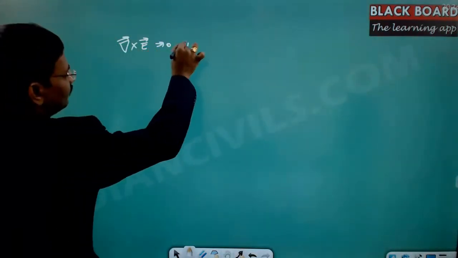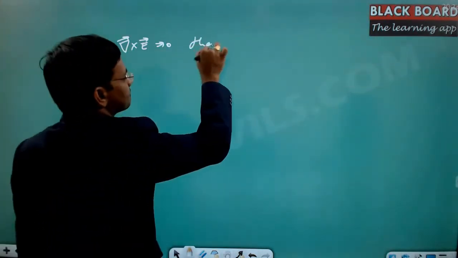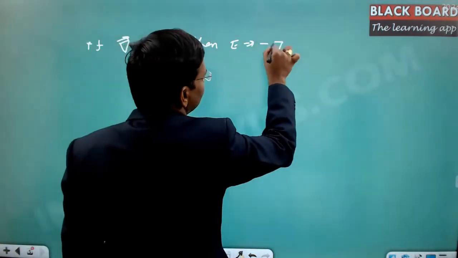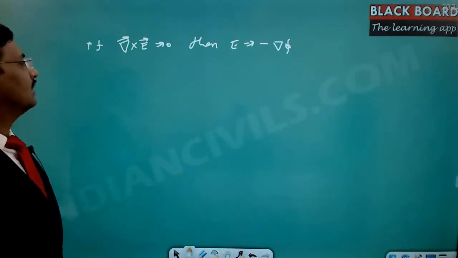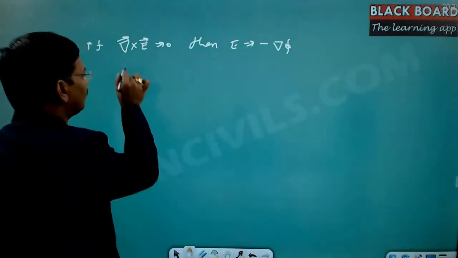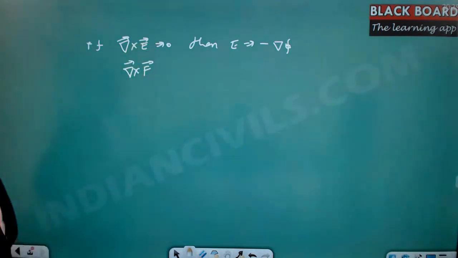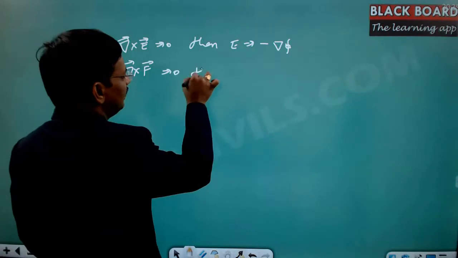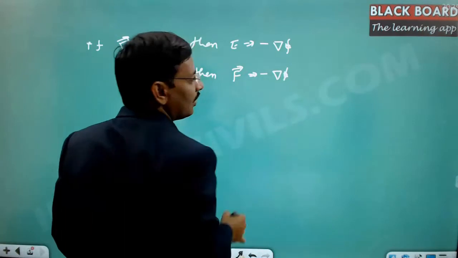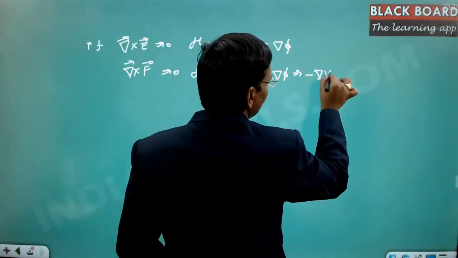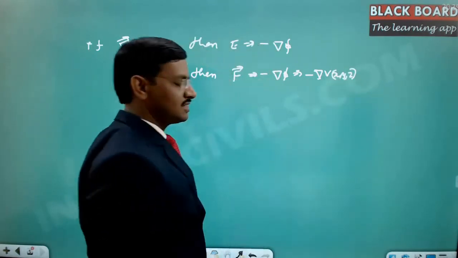So if del cross E equal to 0, then E can be expressed as minus del phi. So this is one statement or one theorem. And in such cases, if del cross E is equal to 0, or for our analysis del cross F, this is in the case of the electric field we were talking about. So del cross F is equal to 0, then F can be expressed as minus del phi, or usually minus del V. So both are one and the same, where V may be a function of x comma y comma z. So this is one statement.